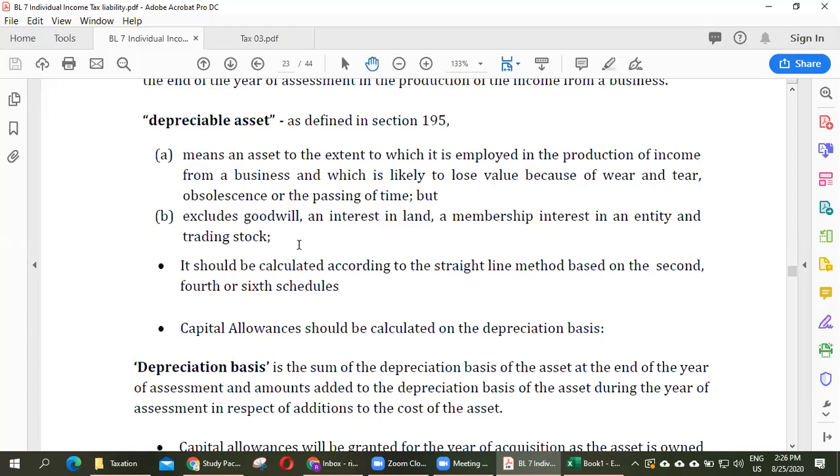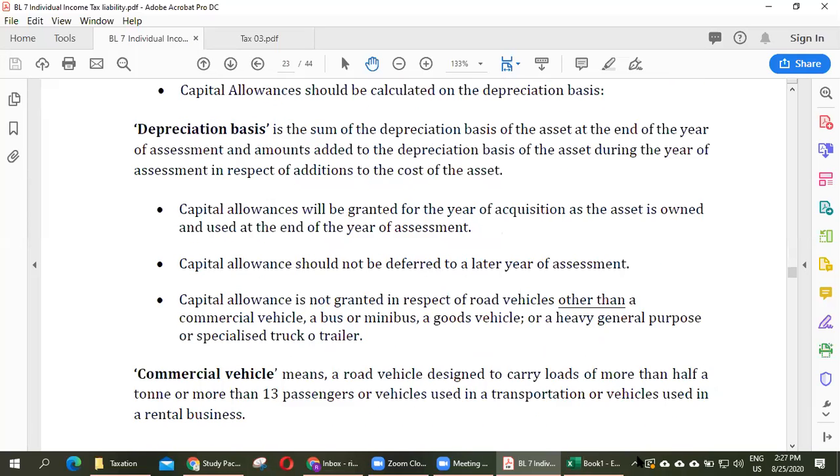Capital allowance should be calculated on the depreciation basis, right? Capital allowance should be calculated on the depreciation basis. Now let us discuss what you mean by depreciation basis.